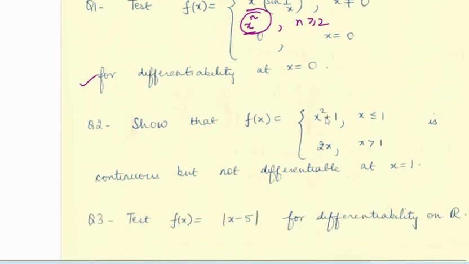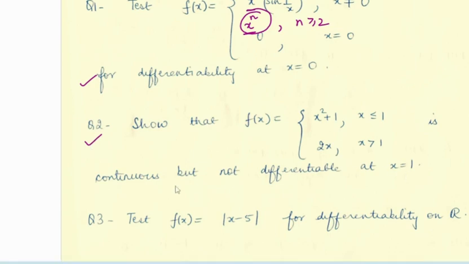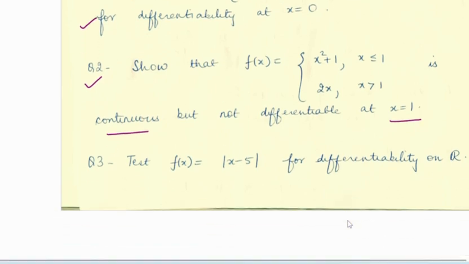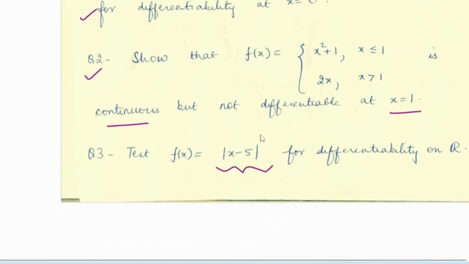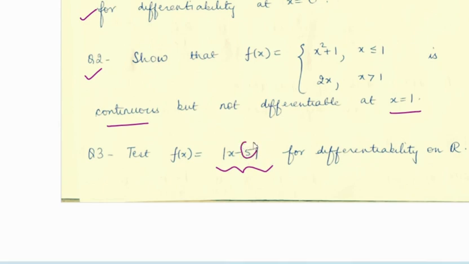Similarly, for a question which is similar to the first sample problem discussed today, you can easily verify that it's continuous but not differentiable at x equal to 1. And then you have a modulus problem. I told you just now that this point is going to be the point of non-differentiability for all mod functions, and hence the answer to this question will be that this function is differentiable everywhere on R except at x equal to 5. At other points it's going to be differentiable. And continuity, of course, it's going to be continuous throughout R.